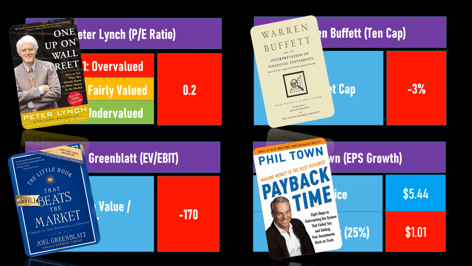Finally, I've also included Phil Town's earnings per share growth model that I used earlier. Using the Phil Town earnings per share growth model, it gives me a buy price of just over $1, and currently the share is at $22.